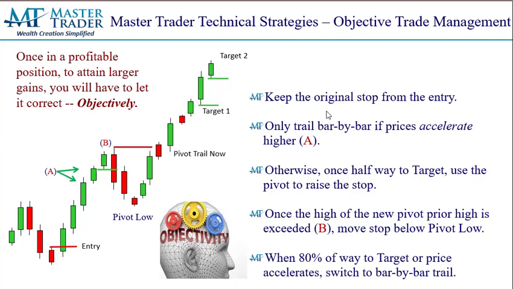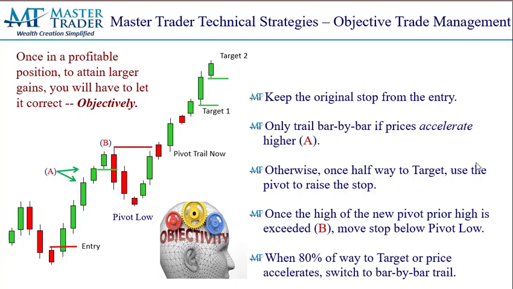Keep the original stop from the entry. We're in the trade, we're now in position management mode. Only trail a prior bar's low if prices accelerate higher, which they did on FDN, accelerated to the lower. We'll come back to that.